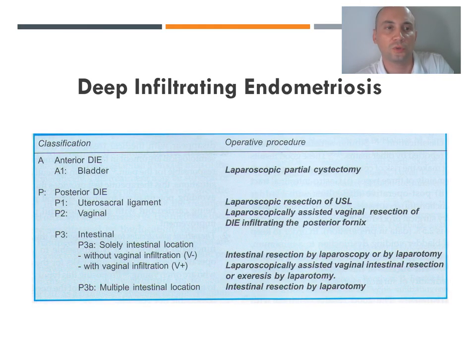This table shows different tactics for deep infiltrating endometriosis. For anterior deep infiltrating endometriosis affecting the bladder, it can be laparoscopic partial cystectomy. For posterior deep infiltrating endometriosis, it can be laparoscopic resection of uterosacral ligaments, laparoscopically assisted vaginal resection of deep infiltrating endometriosis in the posterior fornix, and some operations, as we say, for intestinal endometriosis.